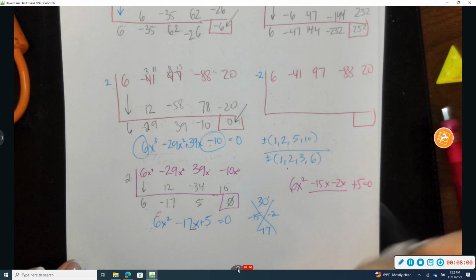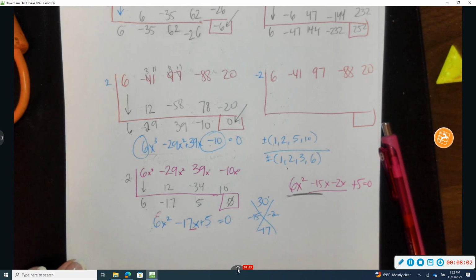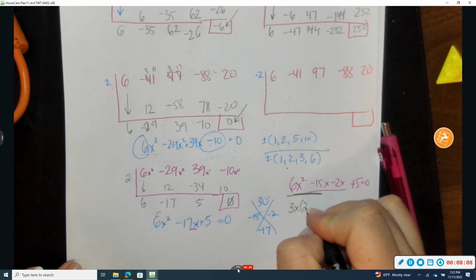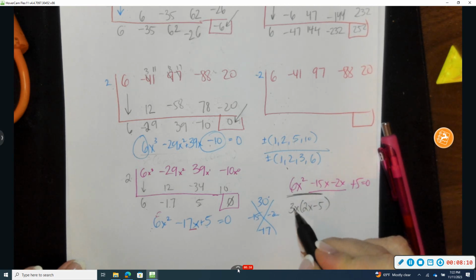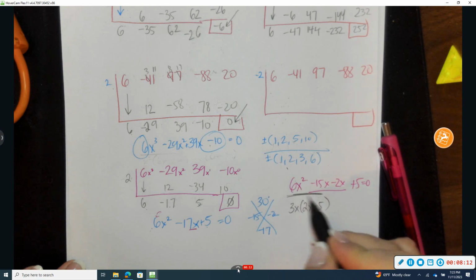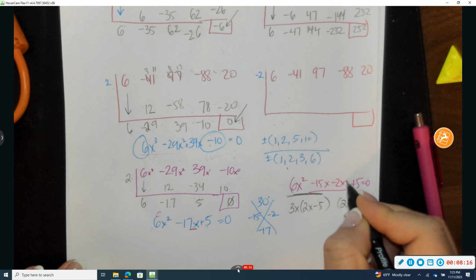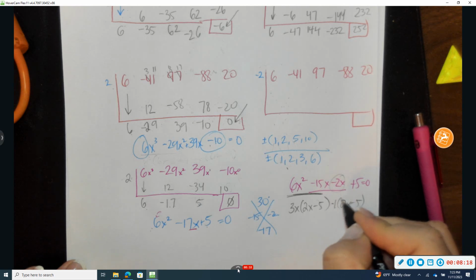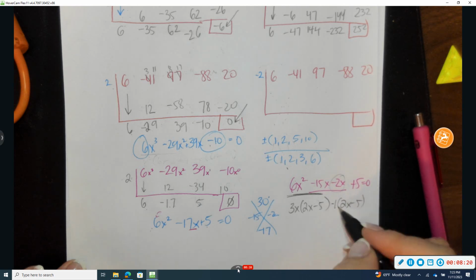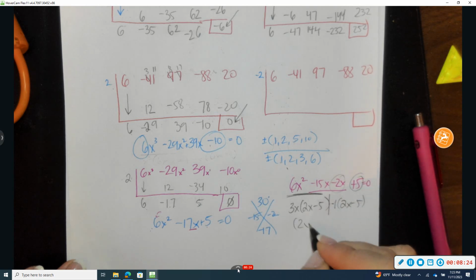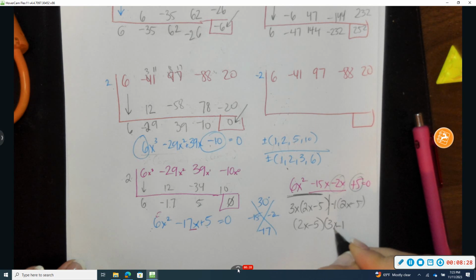Let's see, can we factor by grouping here? So what's the most that I can factor out of 6x squared and a negative 15x? That would be a 3x. I'd be left with 2x minus 5. Let's make sure. Here's 6x squared minus 15x. What times 2x gives us a negative 2x? Negative 1. And negative 1 times negative 5 is a positive 5. Perfect. They both contain a 2x minus 5. In front of the first is a 3x. In front of the second is a negative 1.